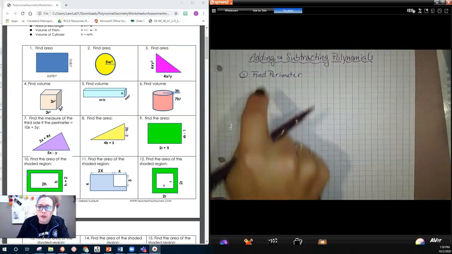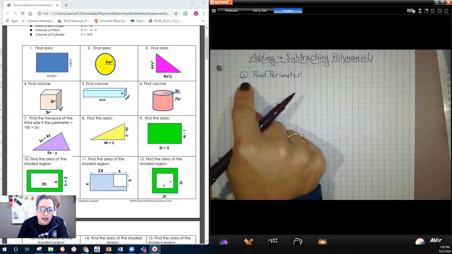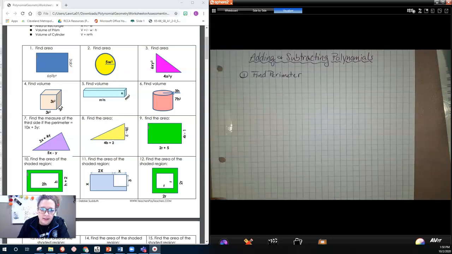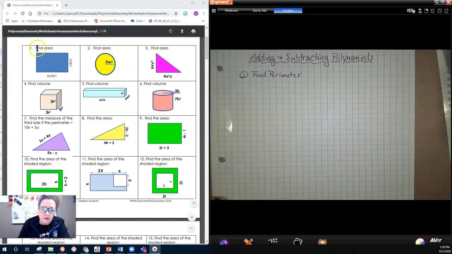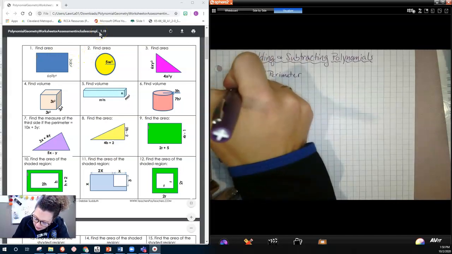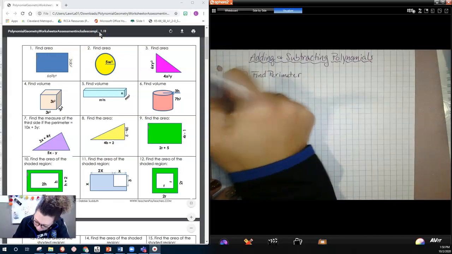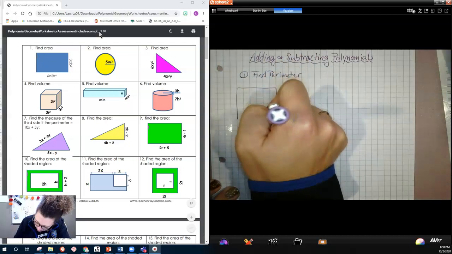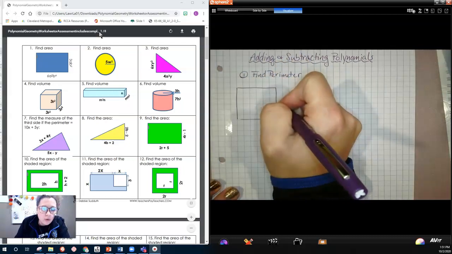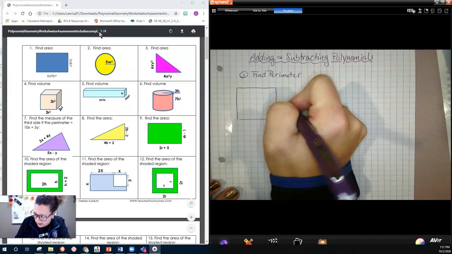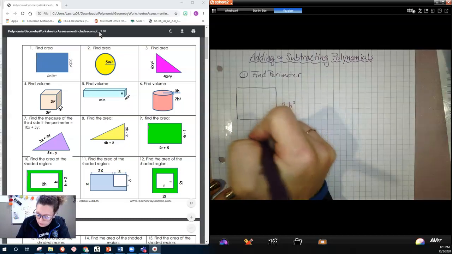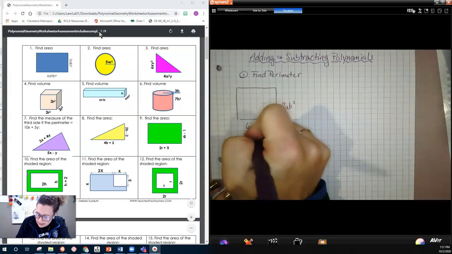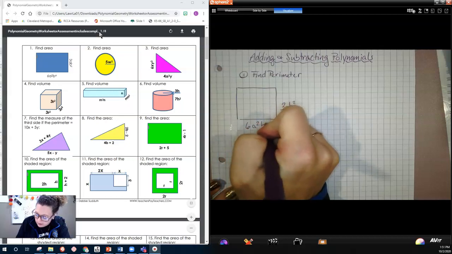So if I look at the first question, I know it clearly says above this blue rectangle find area, but we're going to pretend it says find perimeter, and we're going to find the perimeter of that rectangle. So if I recreate this rectangle, which I think I've made more of a square, but that is okay, we have 3ab squared, and this side is 6a squared b to the fourth power.